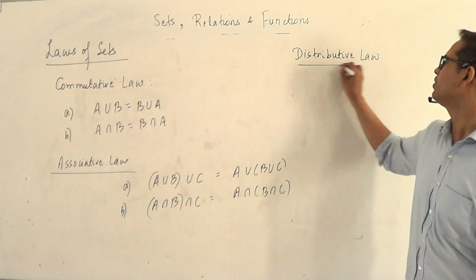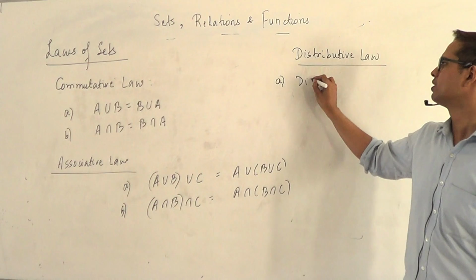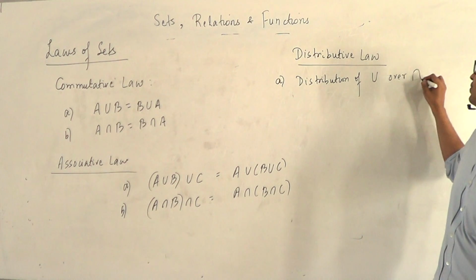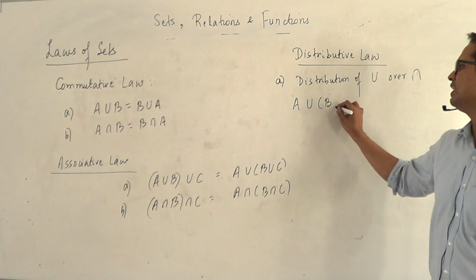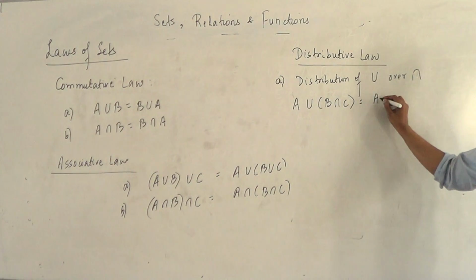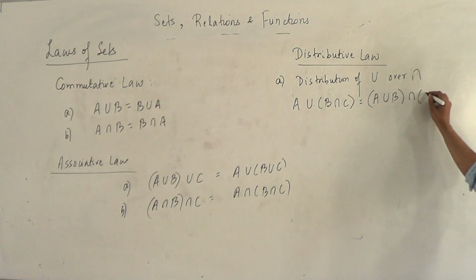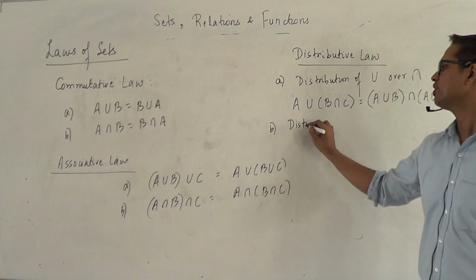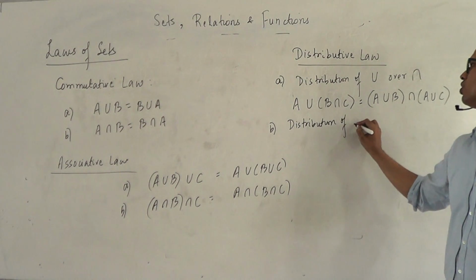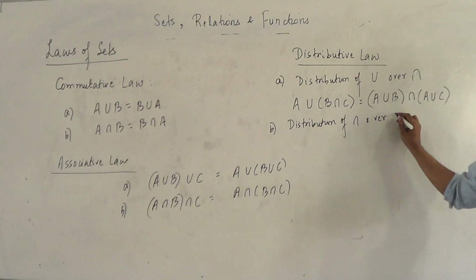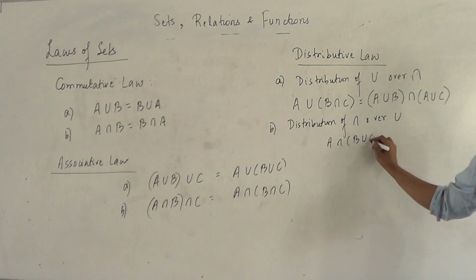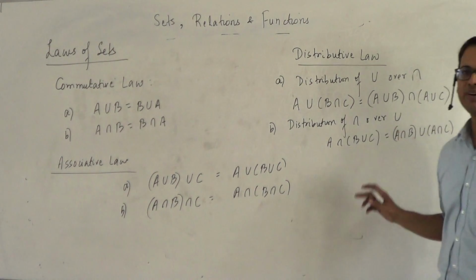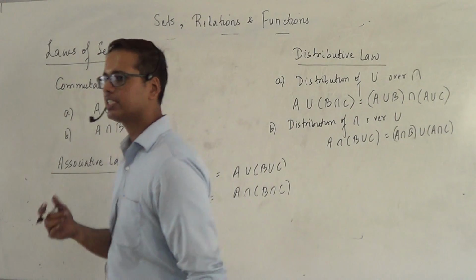Next is distributive law. First I will talk about distribution of union over intersection. So A union B intersection C is A union B intersection A union C. We can have distribution of intersection also over union, written as A intersection B union C is A intersection B union A intersection C. One of the very widely used laws in sets is this distributive law.